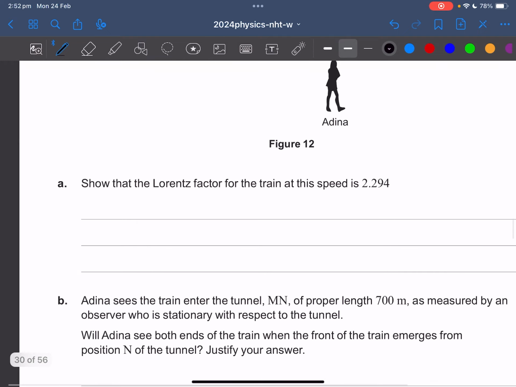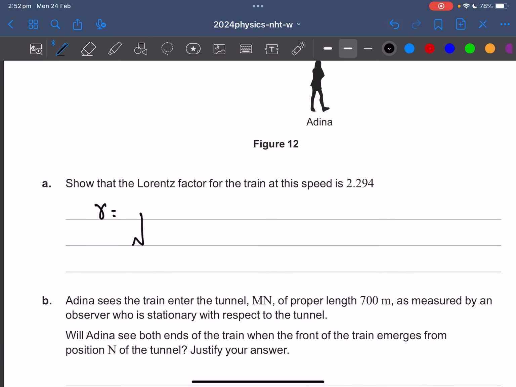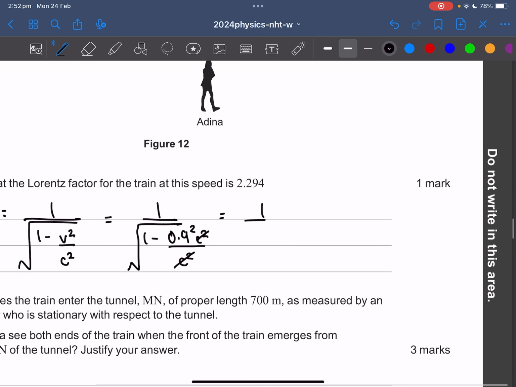Okay, so this is just putting in the formula. So Lorentz factor is equal to 1 divided by the square root of 1 minus velocity squared on c squared, which is the speed of light squared. So that is equal to 1 divided by the square root of 1 minus 0.9 squared times c squared on c squared. So this and this would cancel out, leaving us with 1 on the square root of 1 minus 0.9 squared. And now if I put that in our calculator, 1 on the square root of 1 minus 0.9 squared, that'll be 2.294 as required.